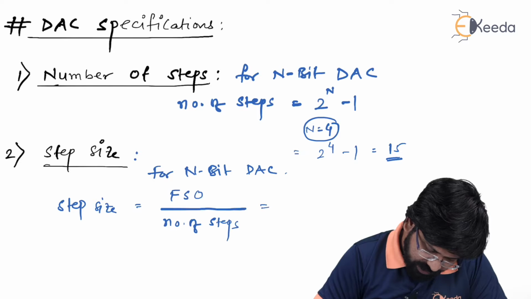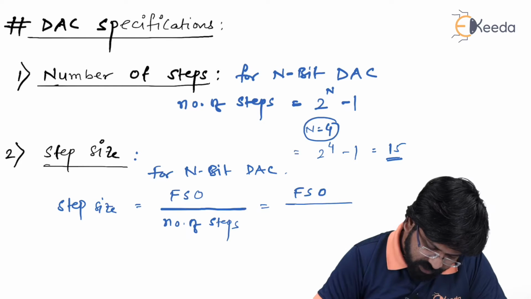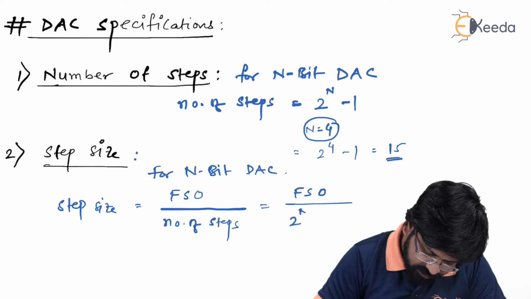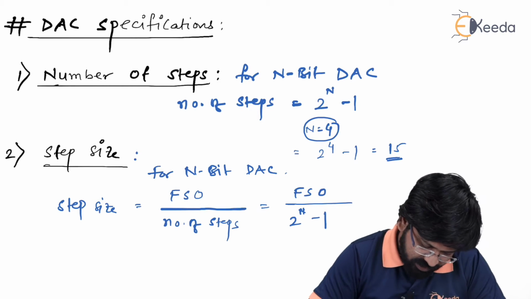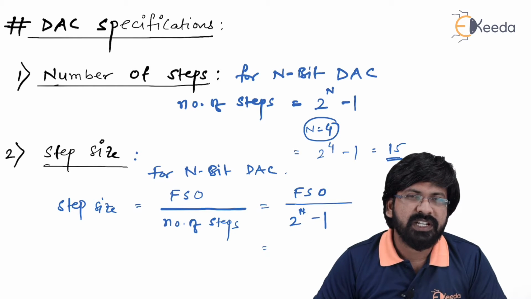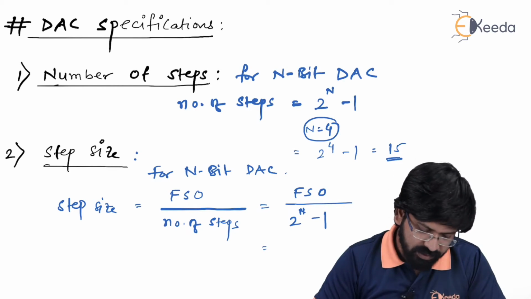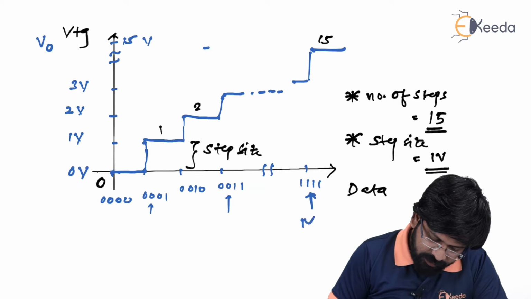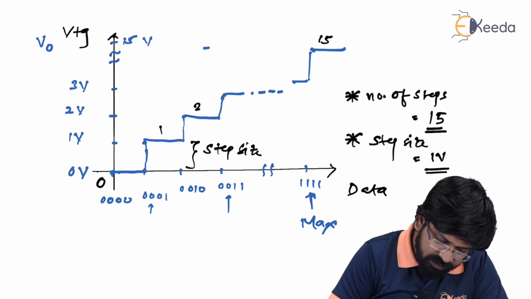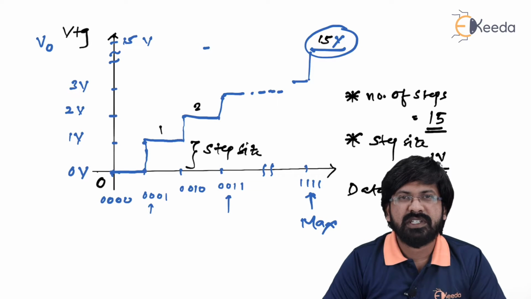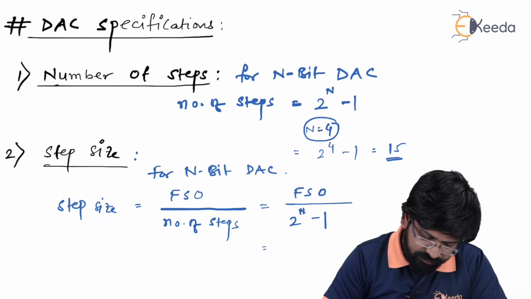In this case, I can write full scale output voltage, that is FSO, divided by the number of steps. The number of steps for an n bit DAC, we know, is given by 2 raised to n minus 1. Is that right? Now tell me, in our case, we have already seen the maximum full scale output voltage, it is 15 volt. We can go back to the last slide and see that this is the maximum data possible, for which you are getting the maximum output as 15 volt. Am I right? So the maximum output given by the DAC is 15 volt here.